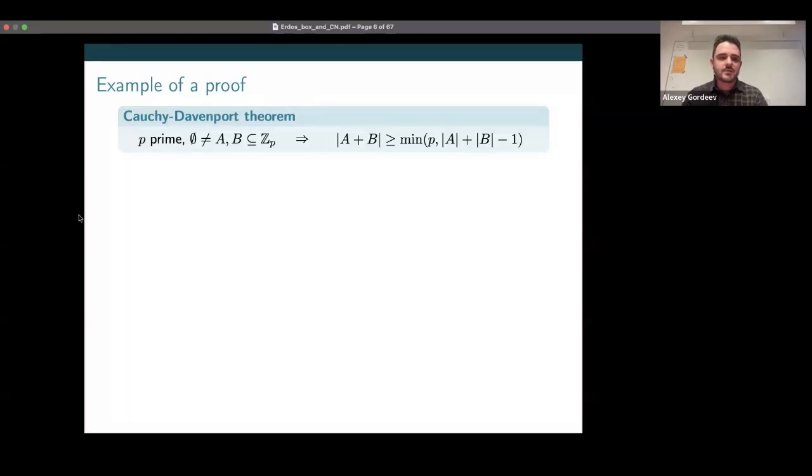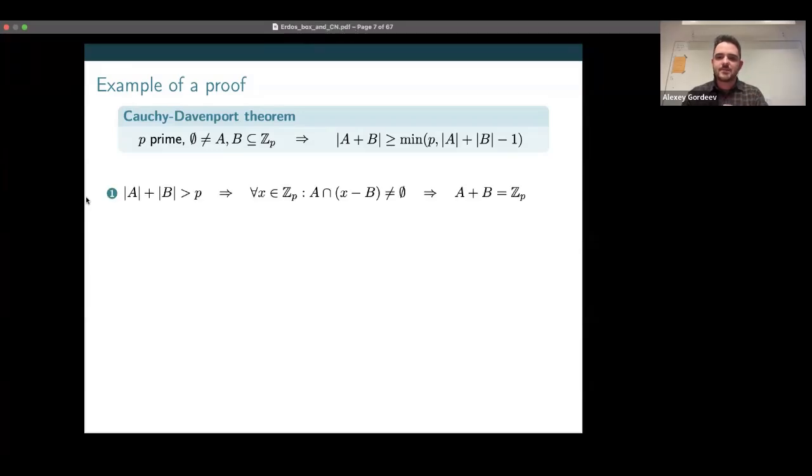So what is the Cauchy-Davenport theorem? Suppose we have some prime P, and we have two non-empty subsets of Z_P, so of remainders modulo P. Then the sumset A plus B, which is just the set of all possible sums of an element from A plus an element from B, cannot be too small. It always has size at least size of A plus size of B minus 1. Oh, but you have to take the minimum with P because, of course, the whole Z_P is just P elements. So let's prove it with our combinatorial Nullstellensatz.